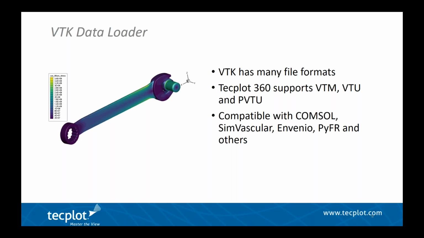So in this wrench example here on the left, you may have two VTU files, one representing the wrench itself and one representing the bolt that it's attached to. A VTM file is a single file that references multiple VTU files to be able to load multiple zones simultaneously, and then a PVTU file is a parallel VTU file.